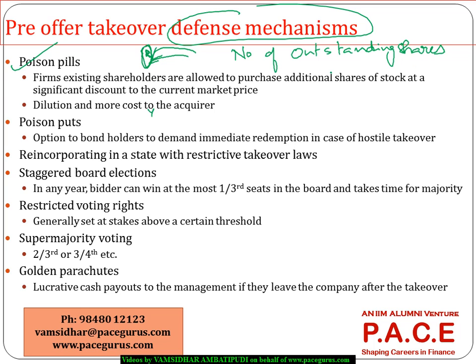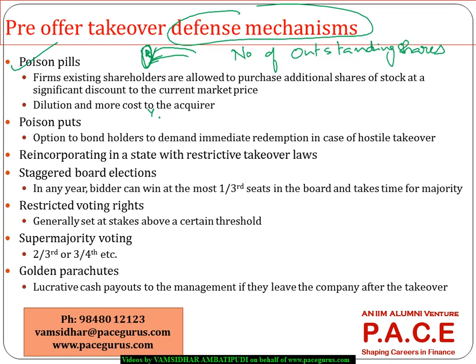And because the number of outstanding shares is going up, the acquiring company is now forced to purchase more shares to get the ownership. So it becomes a heavy cost to the acquirer because of the dilution that is happening, because of the more outstanding shares that got created. It costs heavily for the acquiring company, and it may back out of the takeover process. So this is what we call a poison pill.